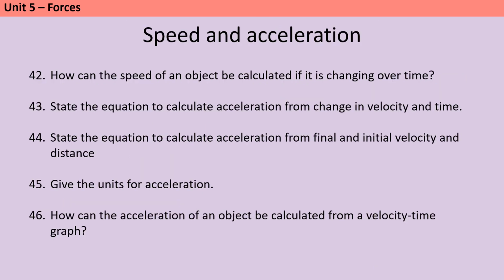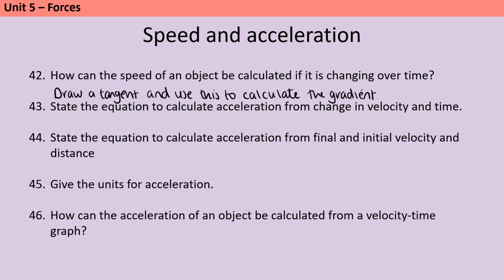Now that remains true if the velocity of an object is changing over time. We can still calculate this from a distance time graph by using the gradient, but now we would need to draw a tangent. Remember, a tangent is a straight line that touches the curve in one place, and you then just treat that tangent as if it was the original graph, and so you work out the gradient by doing the change in the y-axis, which is the distance, divided by the change in the x-axis, which is the time.